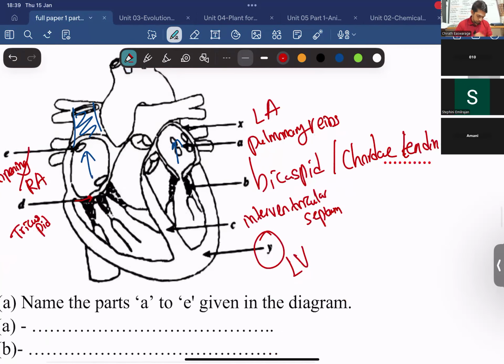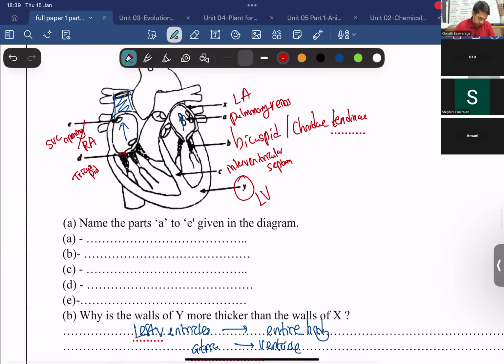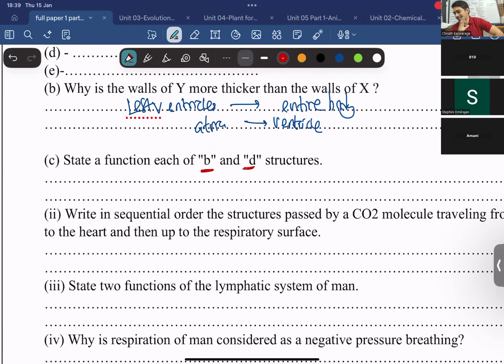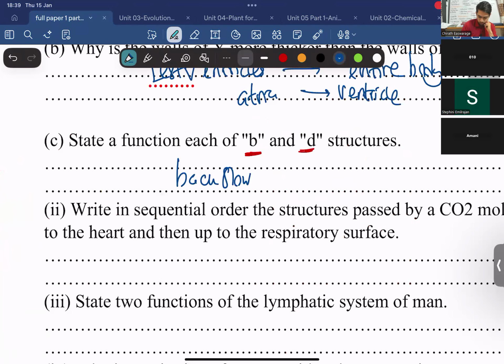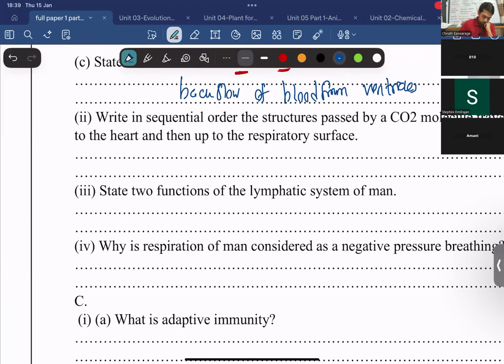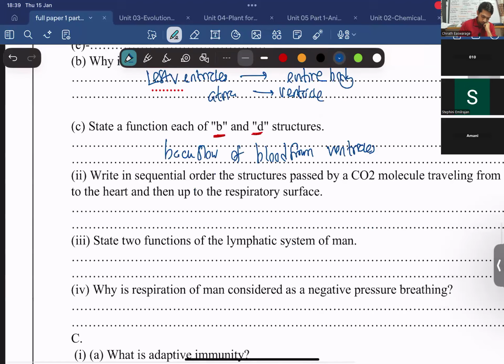Okay. Moving on. Name the parts. So that's done. If you have taken this as bicuspid and tricuspid, then only this question makes sense, right? So what is the purpose of these atrioventricular valves? To actually prevent backflow of blood from the ventricles.